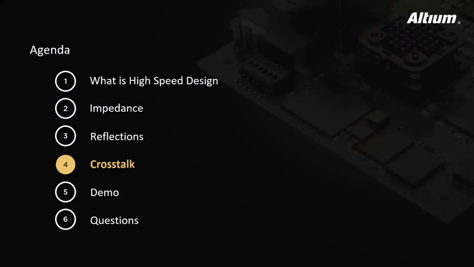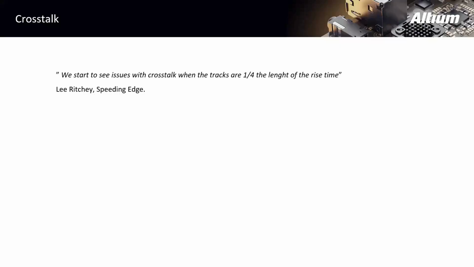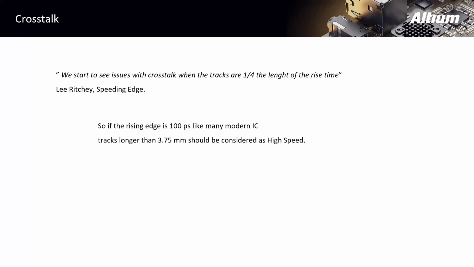And crosstalk. We start to see issues with crosstalk when the tracks are 1/4 the length of the rise time. So if the rise edge is 100 picoseconds like many modern ICs, tracks longer than 3.75 mm should be considered as high speed.